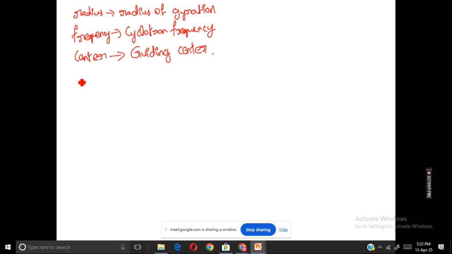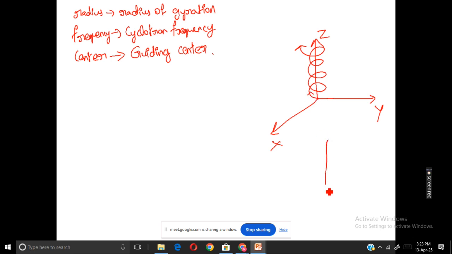And in case of an ion, it will always drift, or will always revolve, to the left. If we are considering an ion, the direction of gyration will always be to the left, which means it will be like this. And in case of an electron, it will be towards the right. So it will be like this, towards the right.